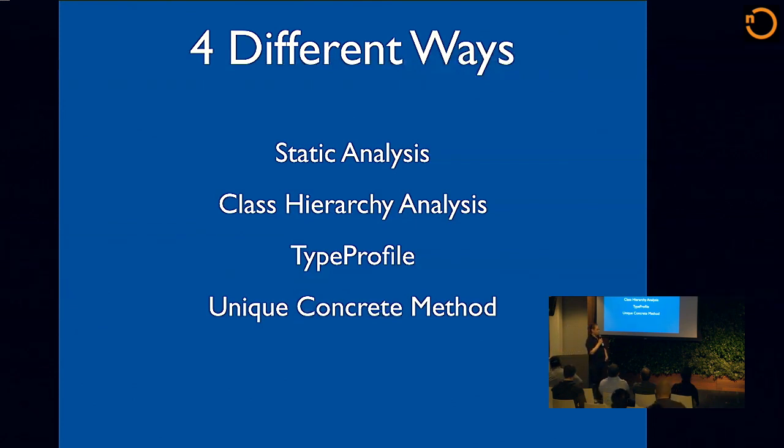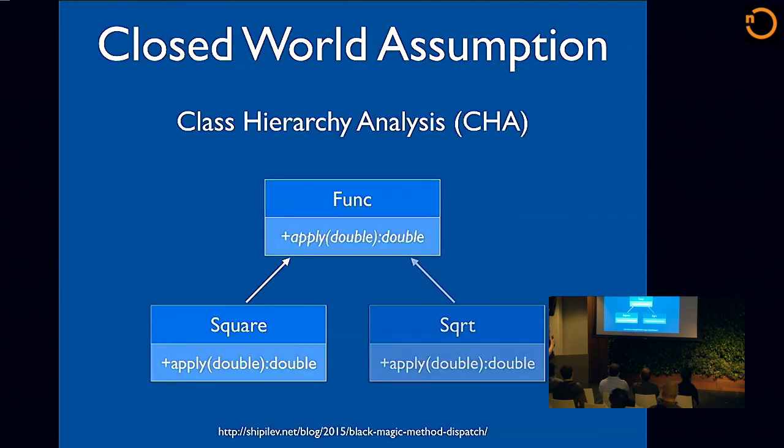Then, if that didn't work, we could say, well, we're going to run it a bunch of times, and we're just going to keep track of what happened. And it turns out that site only used 2 types. We can do that. And we could make sure a method is never overridden, and we could just say, that's fine. We have all of these. I'm going to talk to you about 2 of them. The closed world assumption. HotSpot calls this class hierarchy analysis, or CHA.